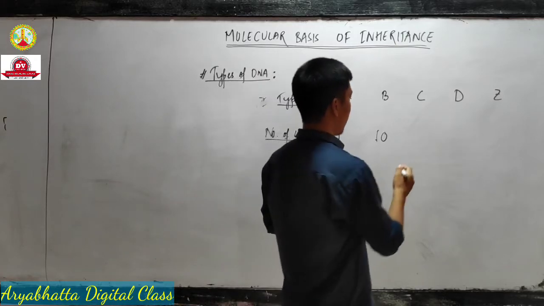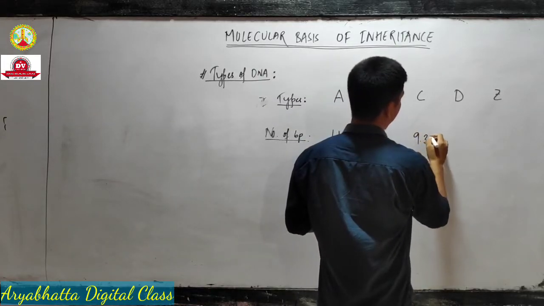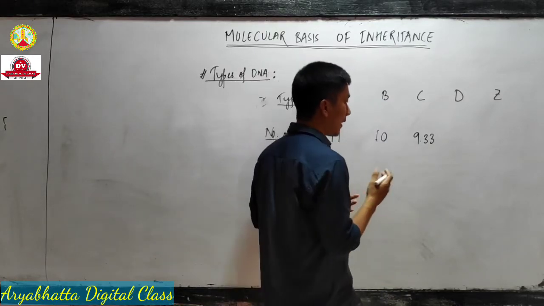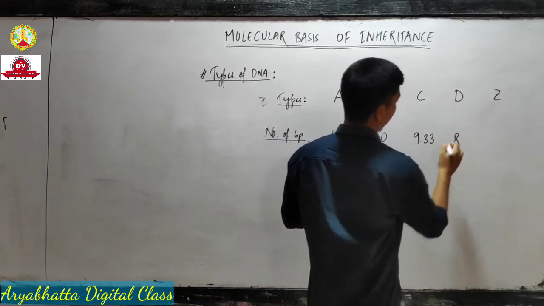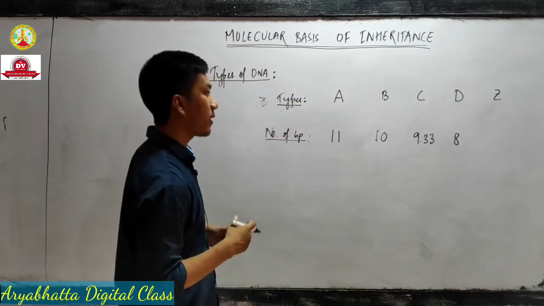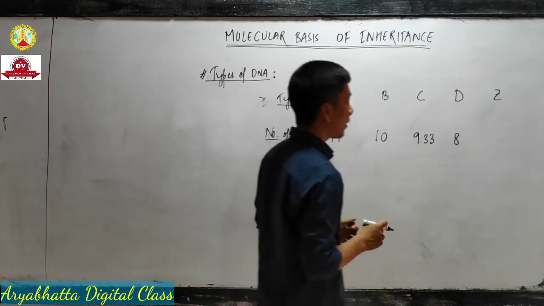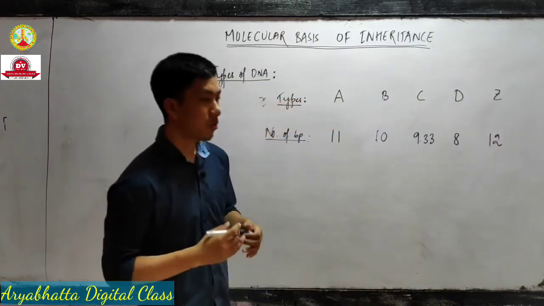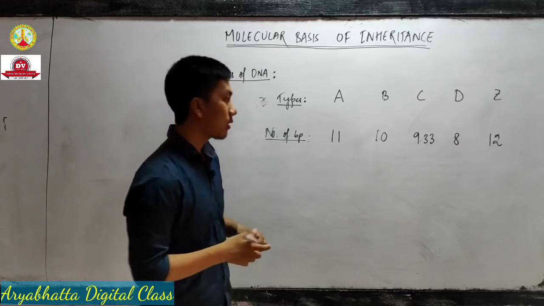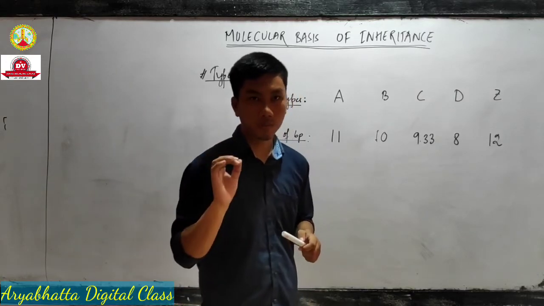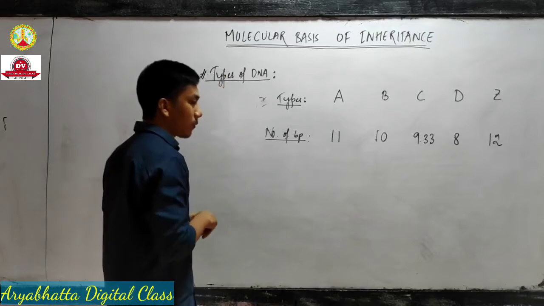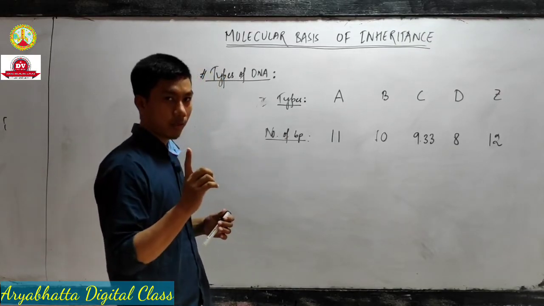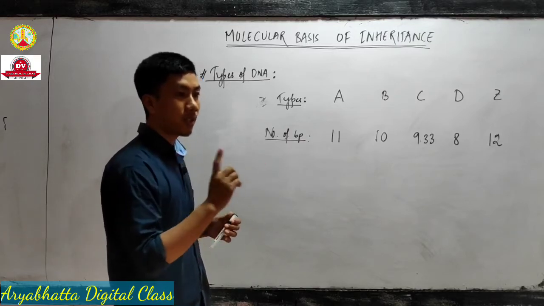C DNA consists of approximately 9.33 base pairs. In D DNA, it consists of 8 nitrogenous base pairs. In Z DNA, it consists of 12 nitrogenous base pairs. Try to remember these values. This is important from your entrance point of view. This is the number of base pairs in one complete turn of DNA.